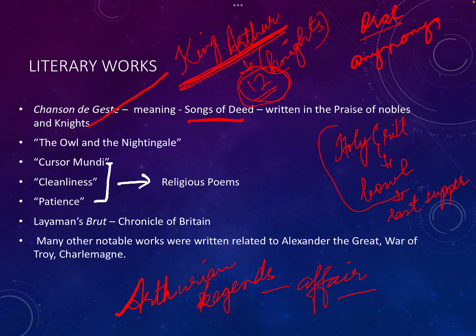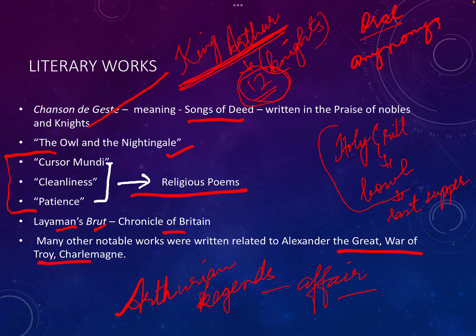Another significant work, The Owl and the Nightingale. We do not know who the writer is. Now these three poems, Carcer Mundi, Cleanliness, Patience, these are the religious poems that were written at that time, and obviously you will have to read about them in detail. They are having a large number of lines, around 13,000 lines, around 16,000 lines. That is how they have been written. And post these religious wars, there is a Chronicle of Britain which was written by Layman, and the name of the book was Brut. Again, poetry. Many other notable works were related to Alexander the Great, War of Troy, and Charlemagne.